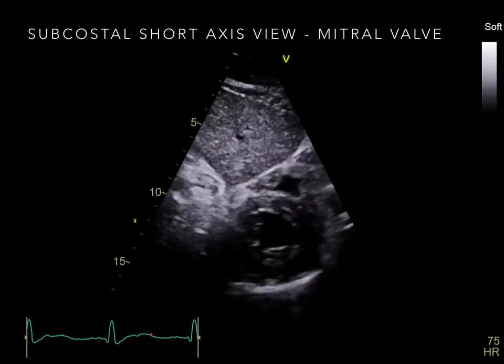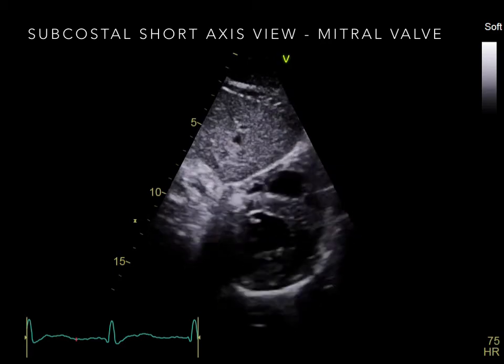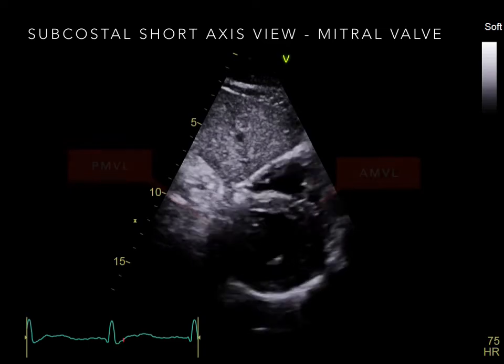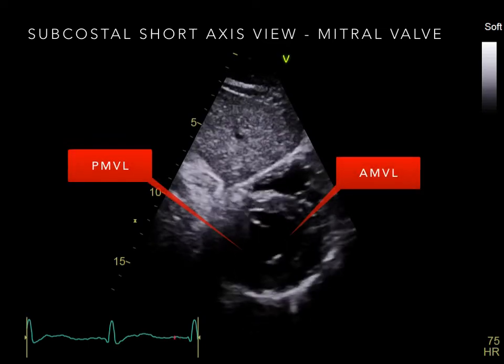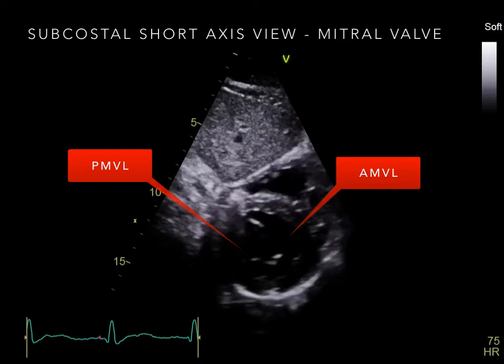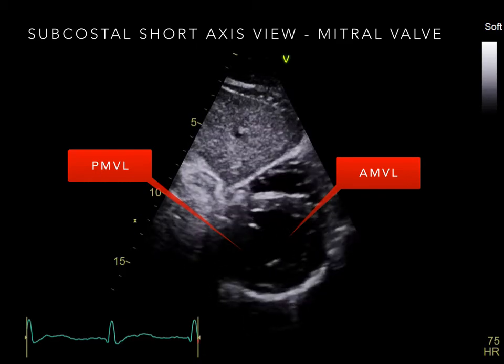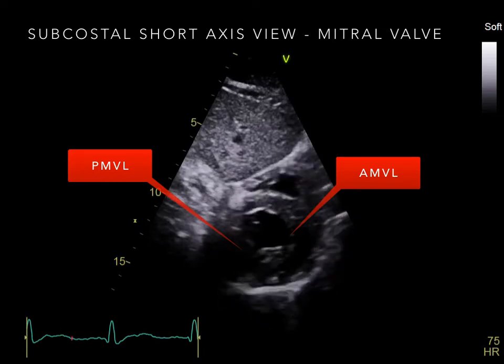On this image, we have the LV at the level of the mitral valve. The anterior mitral valve leaflet appears to the top and right of the image, while the posterior mitral valve leaflet appears to the bottom of and left of the image.